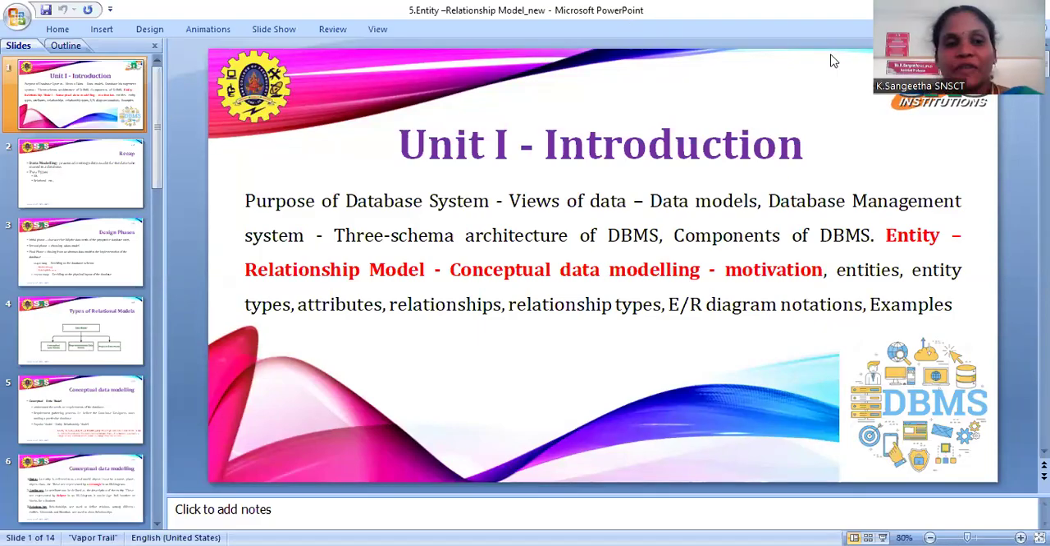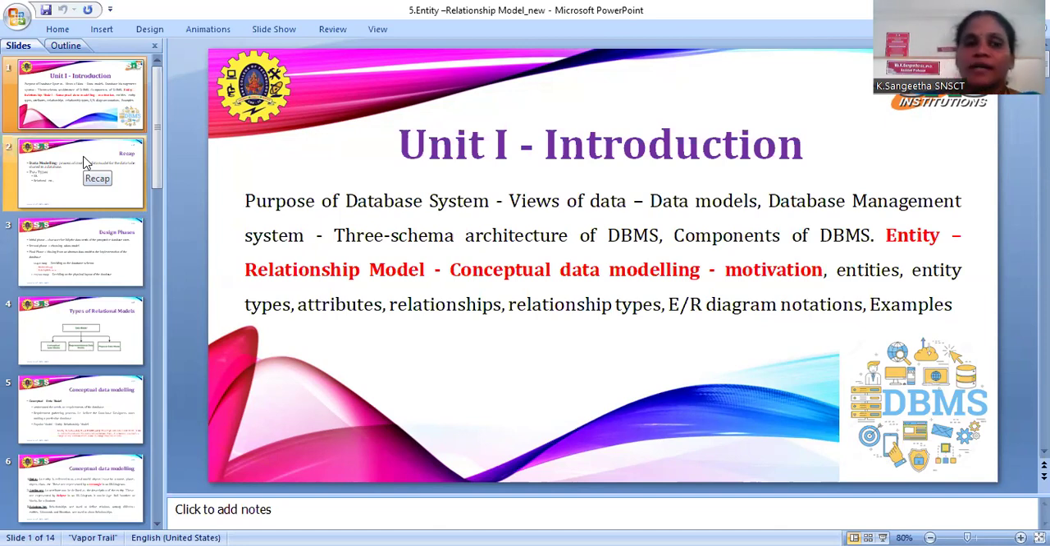Hi everyone. Today we're going to discuss the entity relationship model and the motivation behind it. Okay. So before starting with that, what is a data model? We already discussed that a data model is a collection of rules which describe the data, relationships, semantics, and constraints.